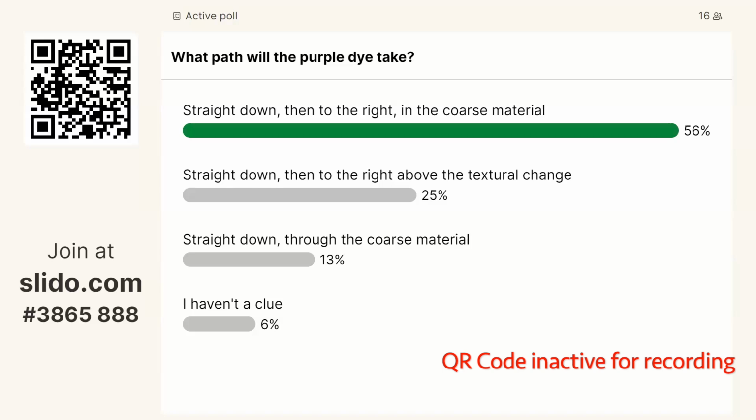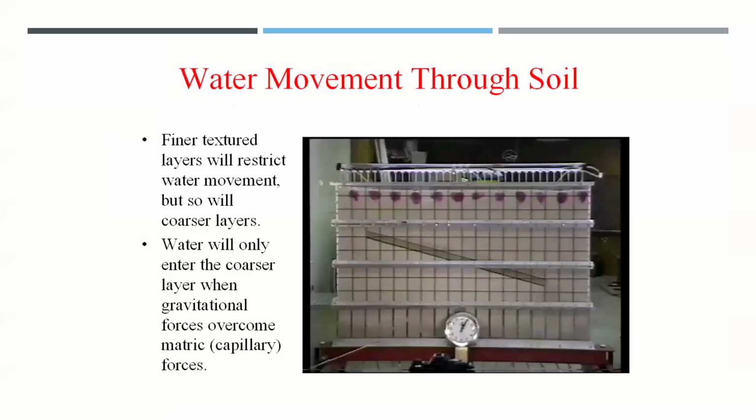So everybody that's got their answer locked in, well, let's see what the answer is. Oh, see, everybody's bowing to peer pressure again. Everybody's going with straight down, then to the right in the coarse material. Got a few holdouts, but oh, see, there you're going. You're going for it. Well, let's see what happens.